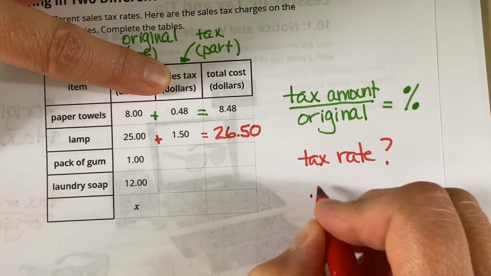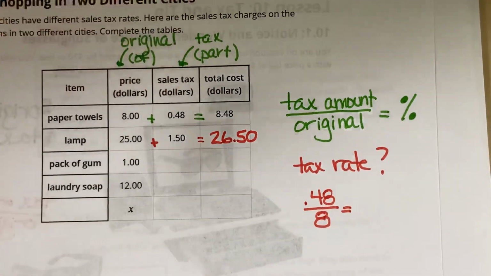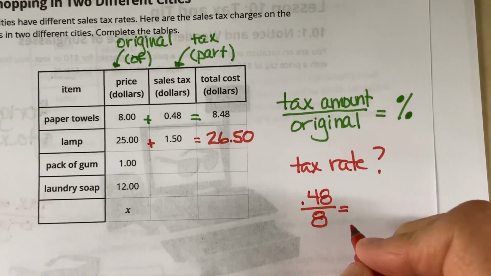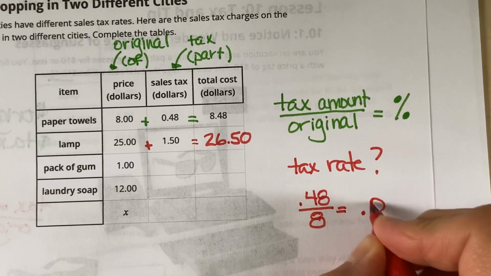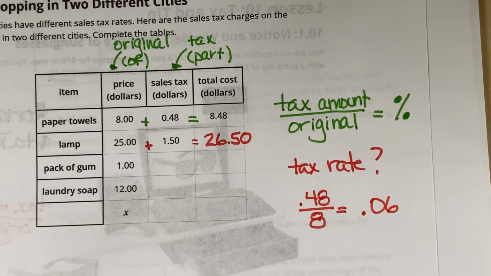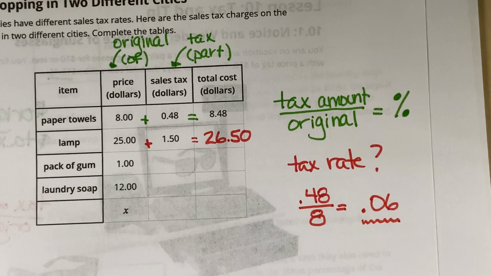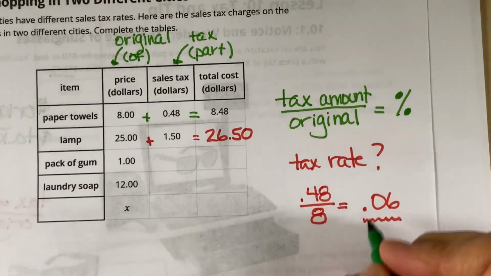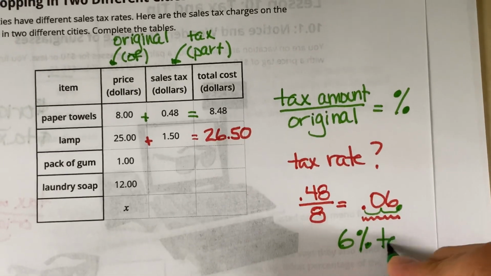So if I did 0.48 over 8 is equal to, and when I divide that out, I know 8 goes into 48 6 times, so it's going to be 0.06. I could do that on a calculator, or I could have just figured that out. So that's what my sales tax is going to be, but I need that as a percent, so I'm going to move it over twice. Boom, boom, and it would be 6% tax rate.